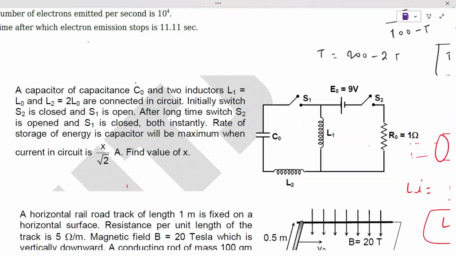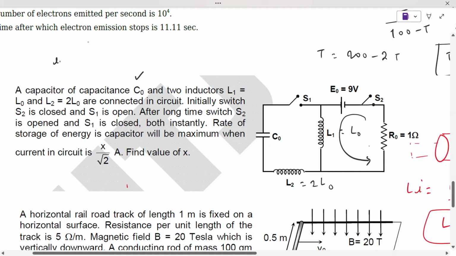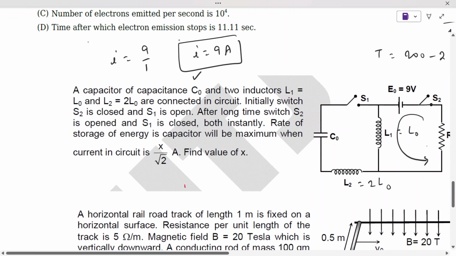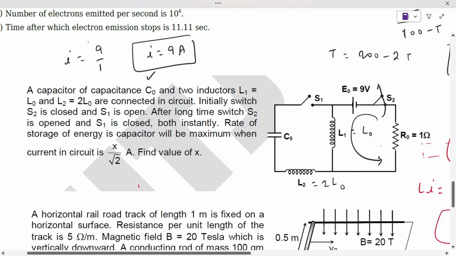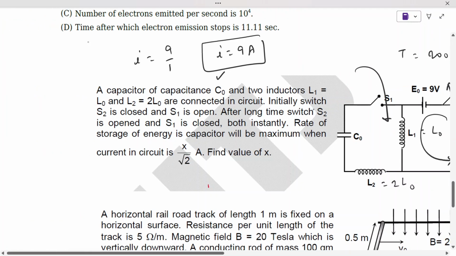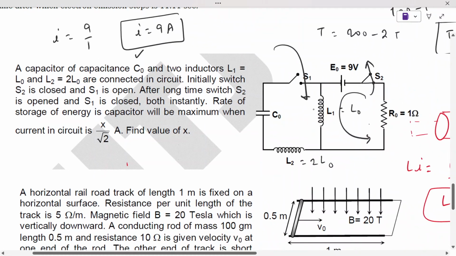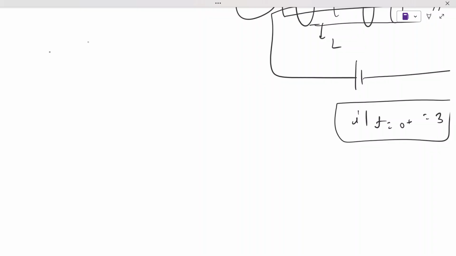So initially there is a capacitance C naught and inductance L naught. L1 is simply L naught and L2 is 2L naught. Initially this is the circuit. Initially switch S2 is closed, this one was closed, and this one was open. So what will happen? Current will flow in the circuit, that is I is equal to E by R, which is 9. So I will be 9 ampere. What we have done is just open the switch and close that switch, isn't it? So what will happen?